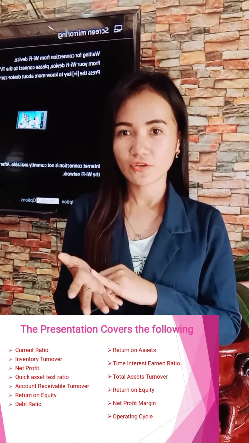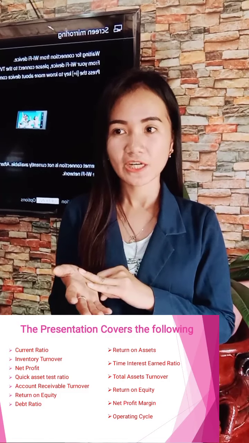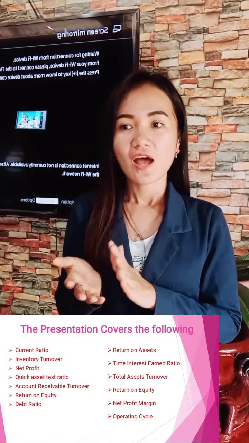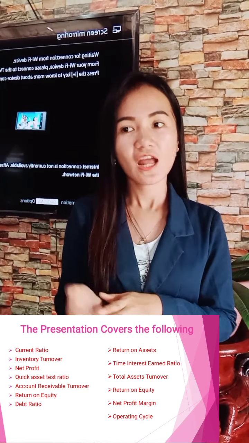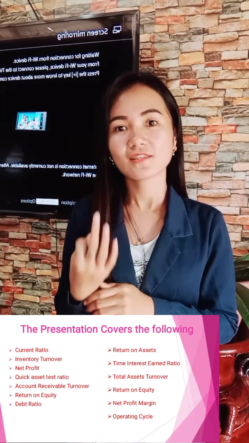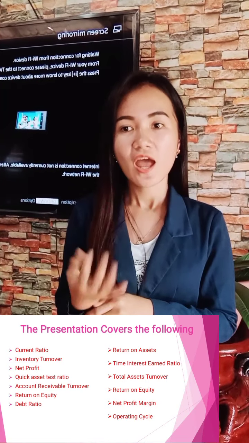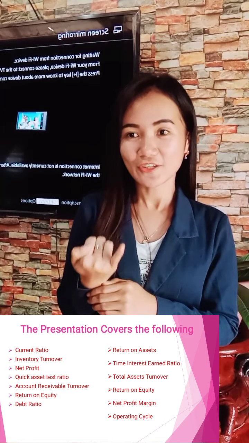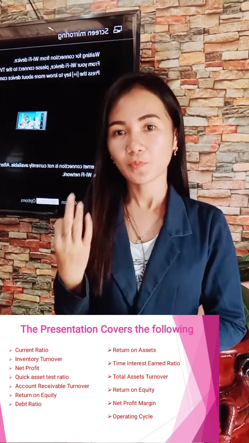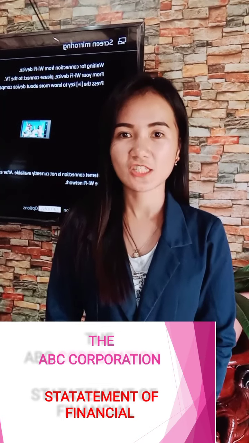So the presentation covers the following: current ratio, inventory turnover, net profit, quick asset test ratio, account receivable turnover, return on equity, debt ratio, return on assets, time interest earned ratio, total assets turnover, return on equity, net profit margin, and operating cycle. So let's proceed to the ABC Corporation Statement of Financial Position.